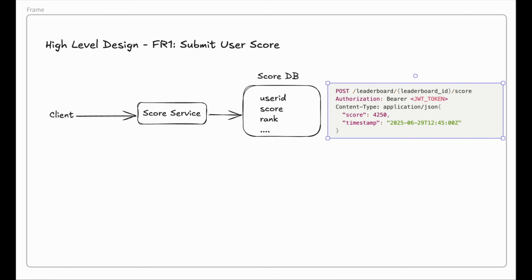This API captures the essentials, a new score value and a timestamp. That timestamp becomes very important when dealing with time-based leaderboards, such as daily or weekly rankings. But submitting a score isn't just a write operation.